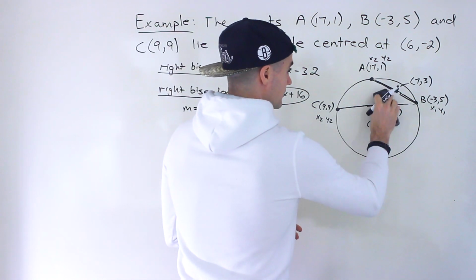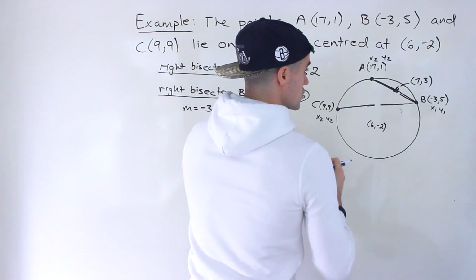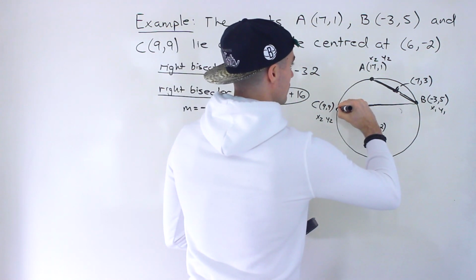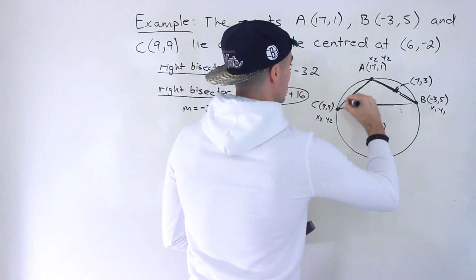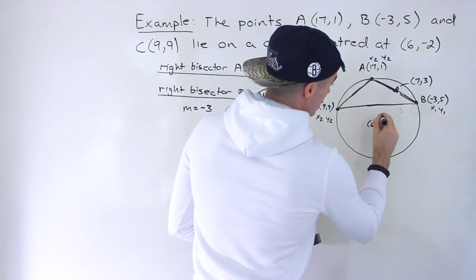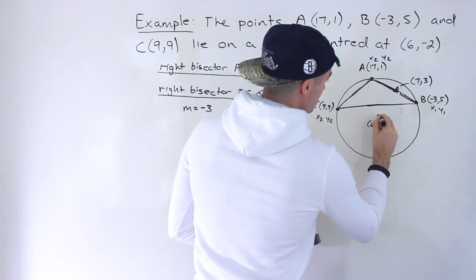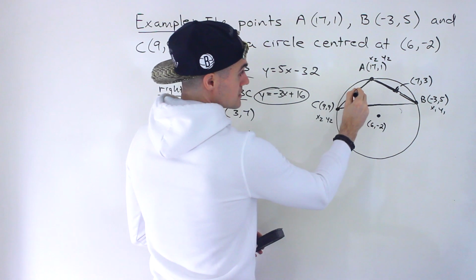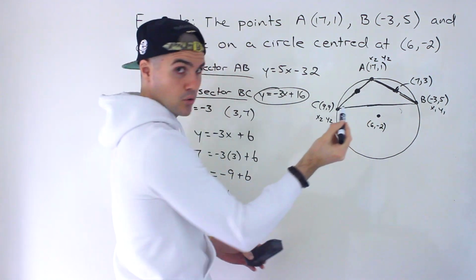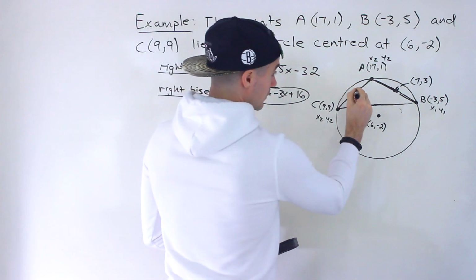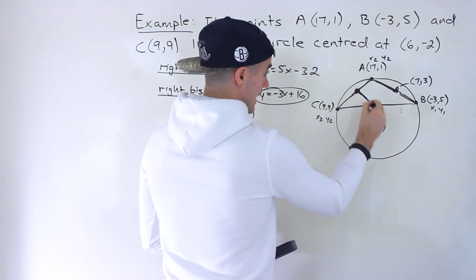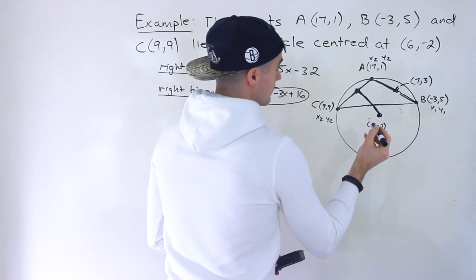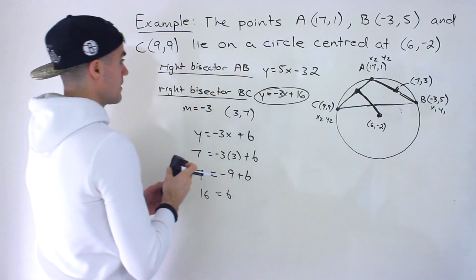And then finally, let's erase this so there's not too much confusion going on. I'm going to keep the chords though. So now what we got to do is we got to find the right bisector of the chord AC. Sorry, I erased the point. This point was around here. So now we got to find the right bisector of this chord AC. So we got to find the midpoint, and then it's going to be the perpendicular line going through that midpoint. And notice that that line as well should go through that center right there, right?